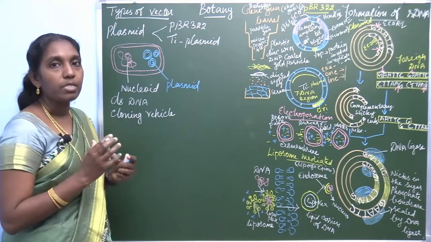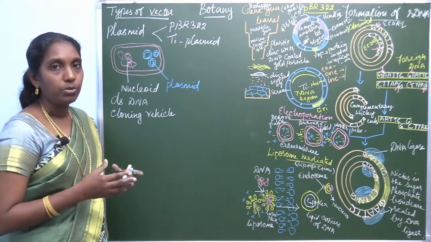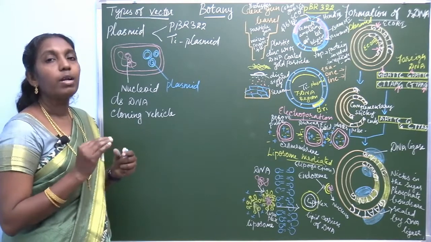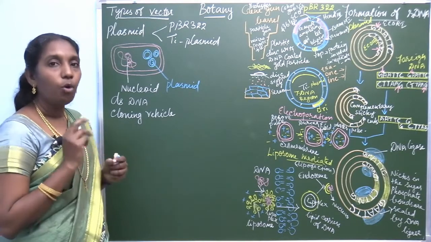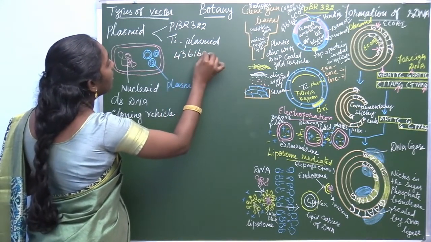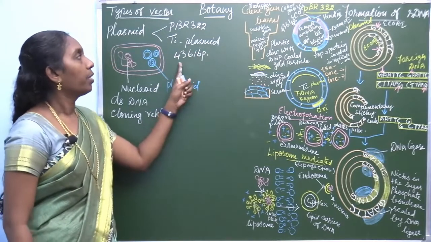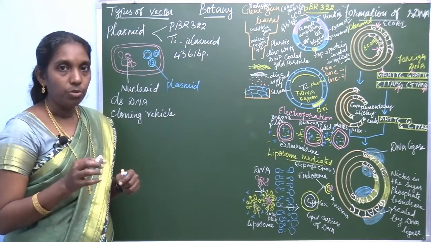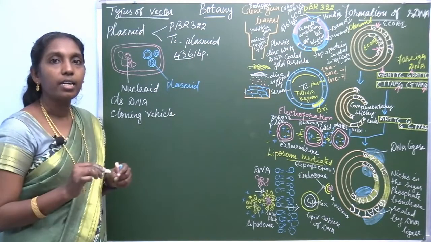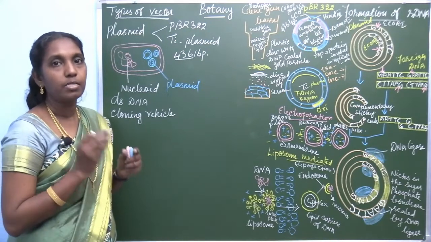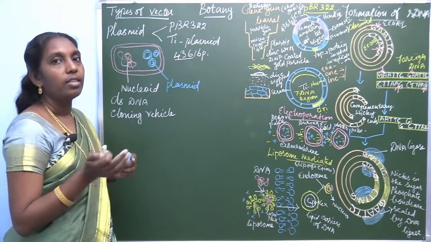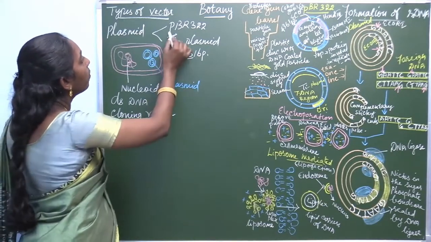This plasmid is widely used. pBR322 contains 4,361 base pairs. And the name pBR322: the P denotes plasmid.